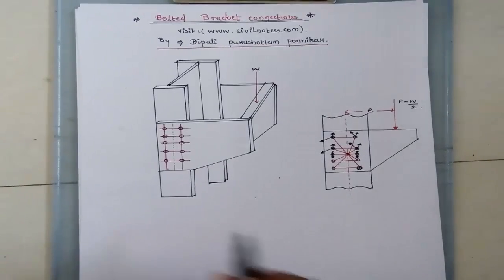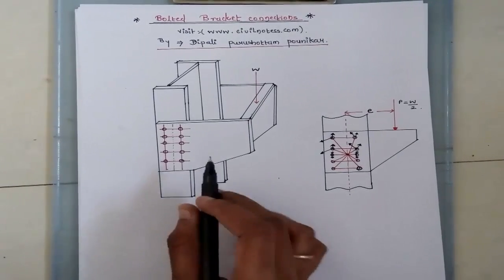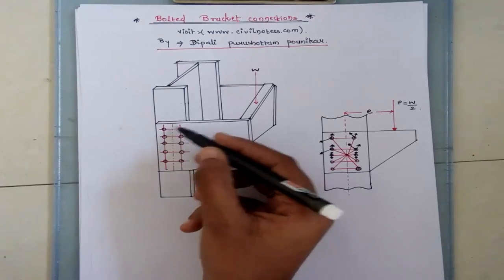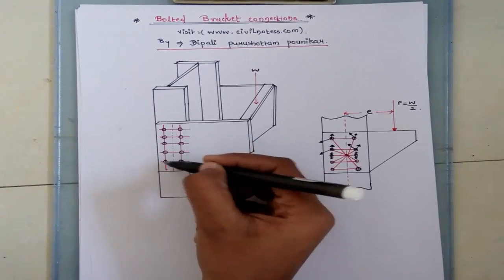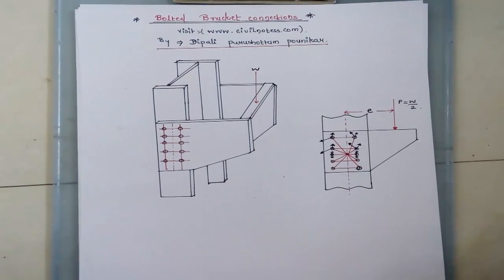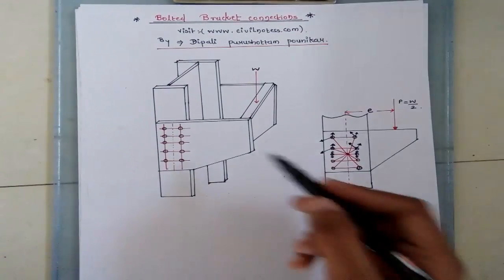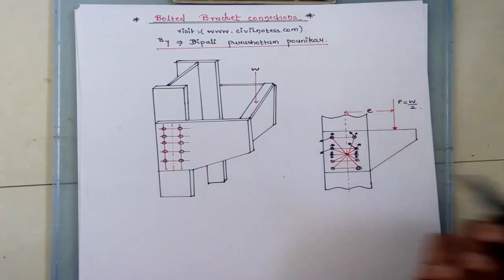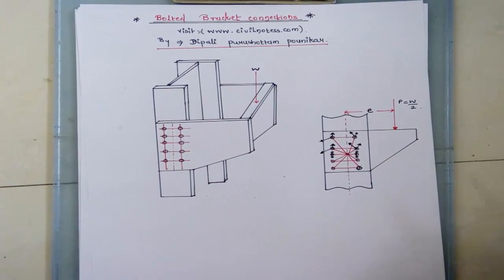After that, the figure shows an eccentric bolted bracket connection. This connection is called a bolted bracket connection. It consists of two bracket plates, as you can see here in this diagram, bolted to the flange of a rolled steel column.